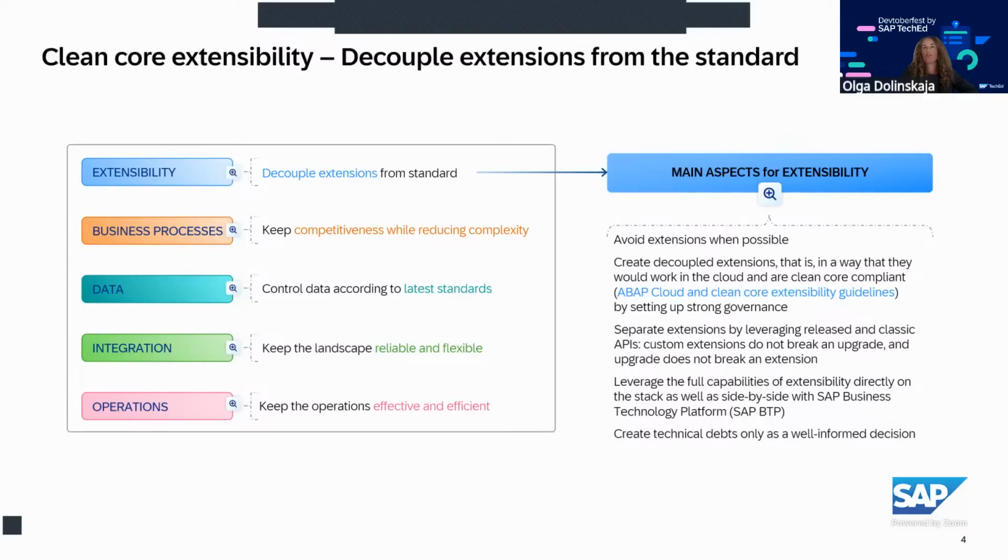The extensions still can be implemented either directly in the system using on-stack developer extensibility or key user extensibility, or also side-by-side using business technology platform. And this is actually very suitable for loosely coupled custom extensions. You can still use classic extensions, but you must be aware that if you do this, using classic extensibility options, then it is the technical debt that you create in the system, and this should be a very well-informed decision.